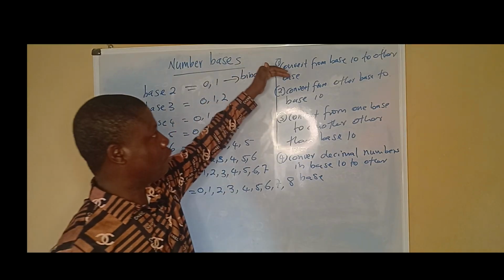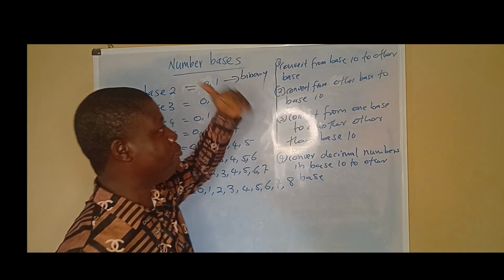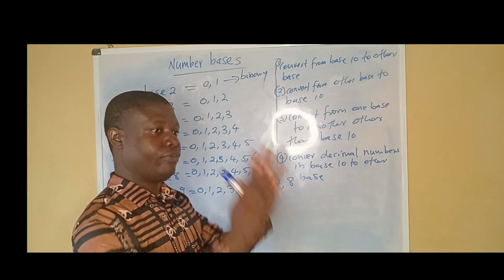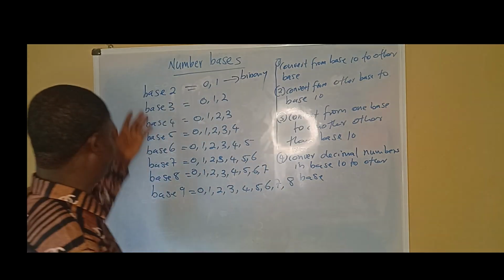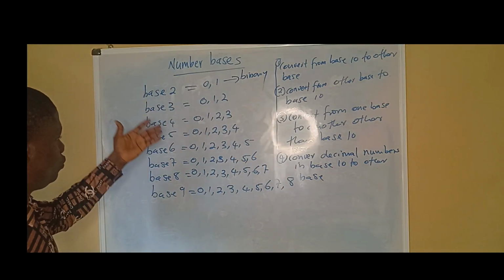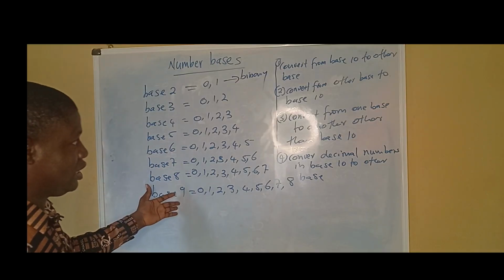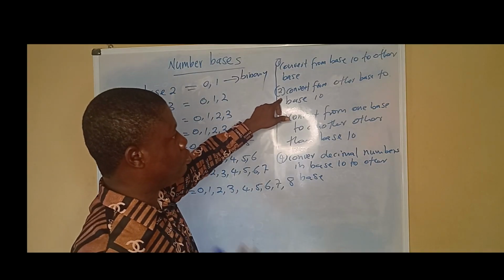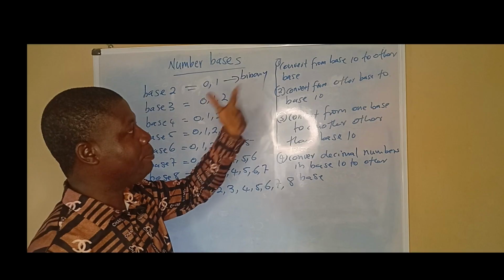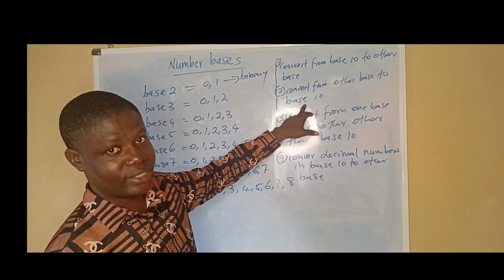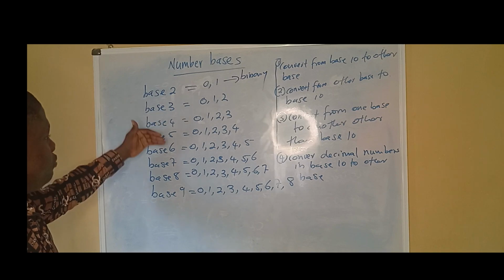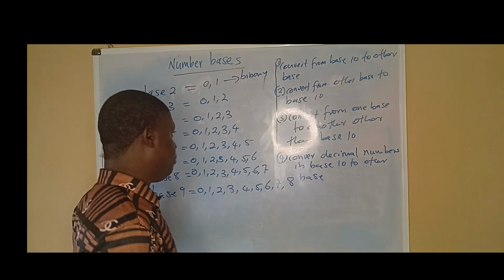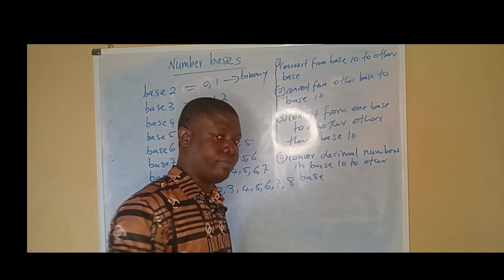We have how to convert numbers from base 10 to other bases. That is, if you have numbers in base 10, how do you convert them to base 2, base 3, base 4, base 5, base 6, base 7, base 8, base 9. Then the second thing is how to convert from other bases to base 10. If you have numbers in base 2, 3, 4, up to base 9, how do you convert them to base 10?